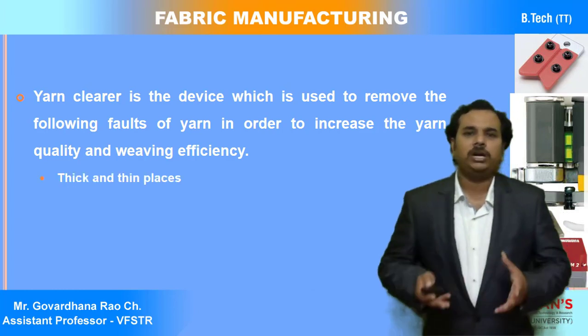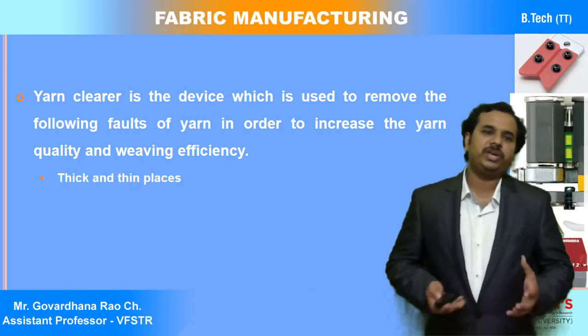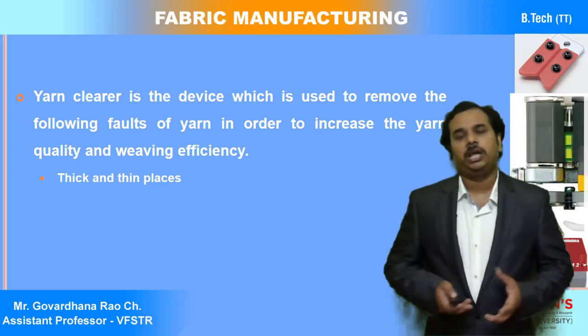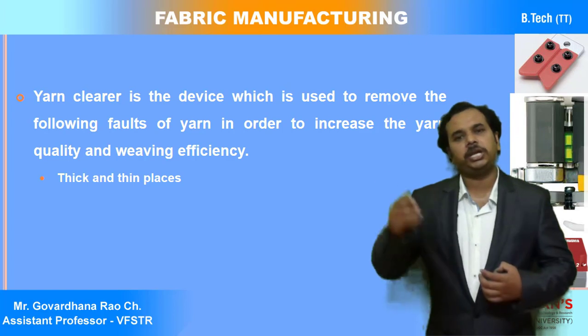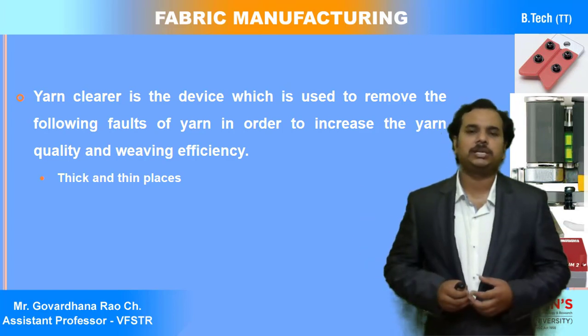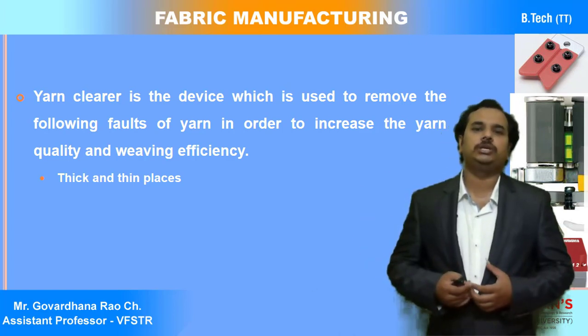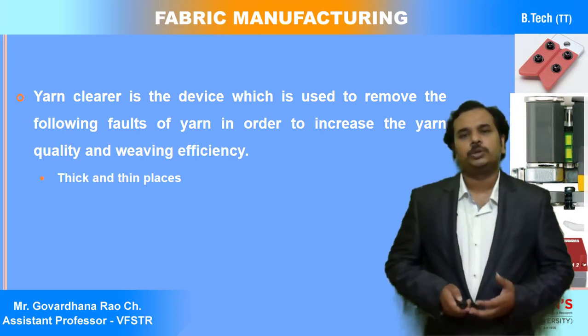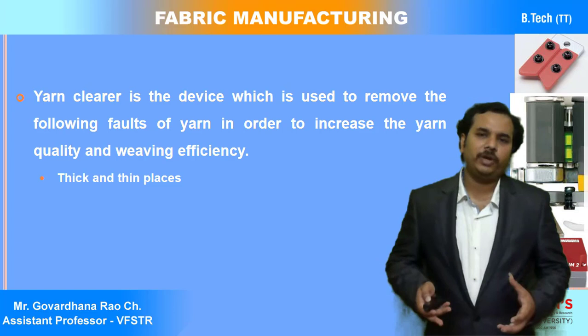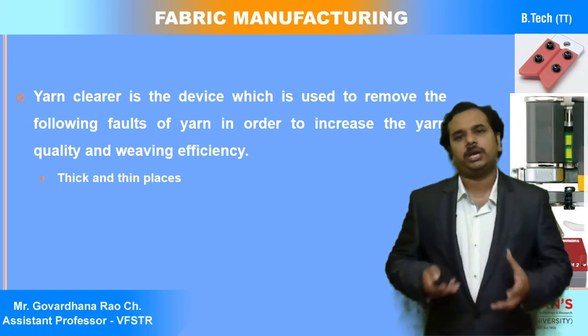So the fault name is thick and thin places. If the mass per unit area is increased, that is called a thick place. If the mass per unit area is less, that is called a thin place. So it directly influences the diameter of the yarn.